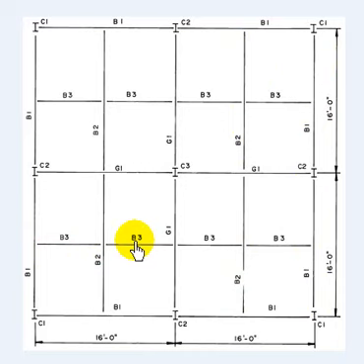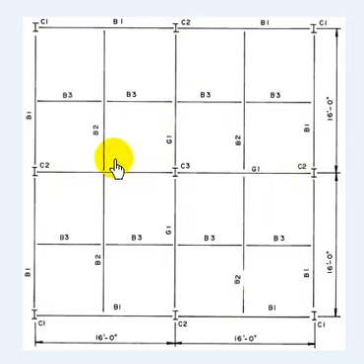Now these beams are connected to girders. Girders are represented by G and a number. G1 is this girder from there to there to there. G1 from there to there. G1 from there to there. G1 from there to there.